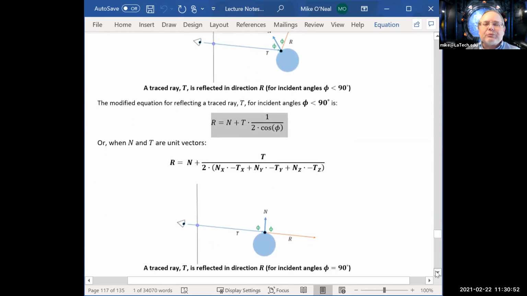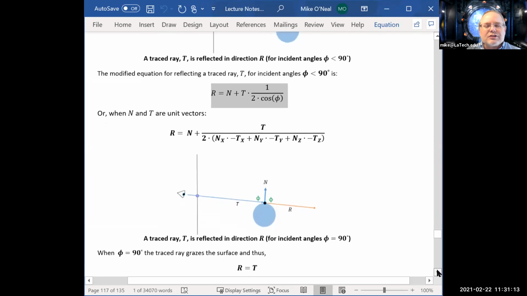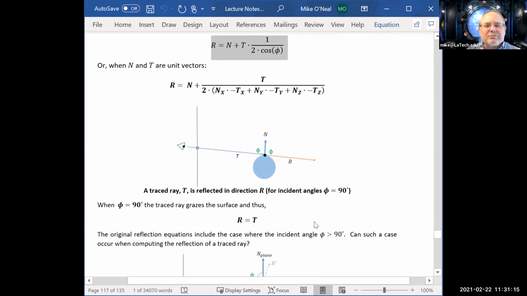But remember, there are actually three cases. We normally think about the case where phi, the incident angle, is less than 90 degrees, but it could be a 90-degree angle in case you graze by, and if you do that, the reflection vector is actually just T. Because T is already pointing in this direction, R is just a continuation, so R is simply T in this case.